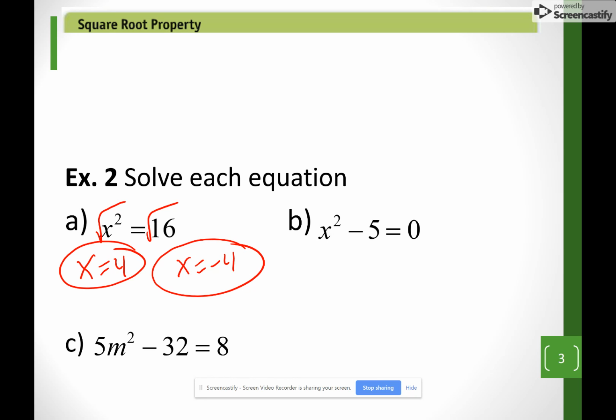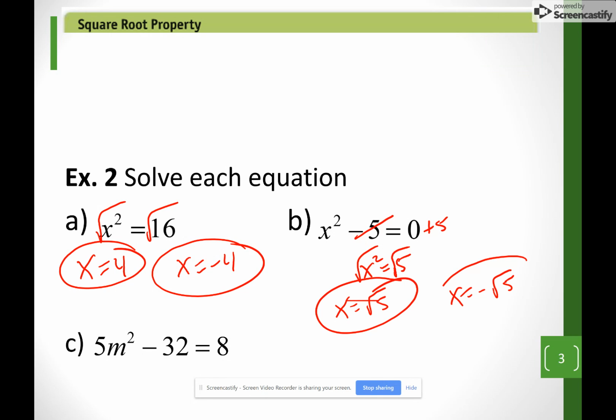In example B, x squared is not by itself. So let me move the 5 over. So I get that x squared is equal to 5. Now that it is by itself, I'm going to take the square root of each side. And I'm going to end up getting that x is equal to the square root of 5. But x is also equal to the negative square root of 5.